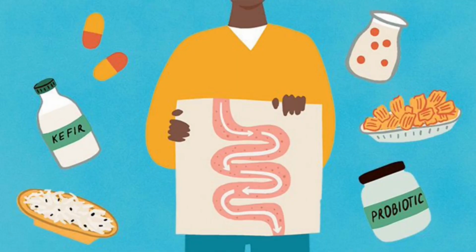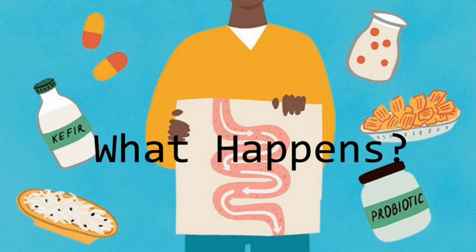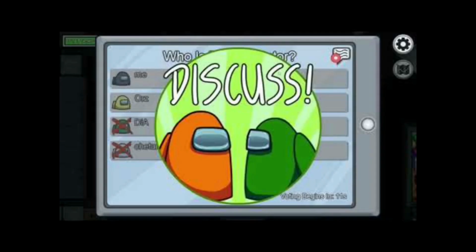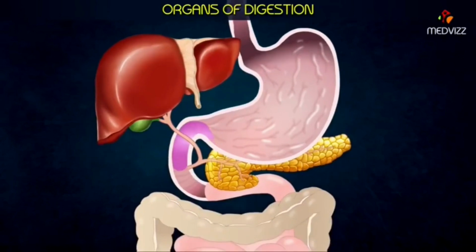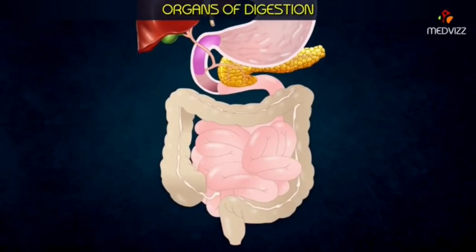Here, our next topic is what happens to the end products of the process of digestion. Okay, let us discuss this topic also in point form. Now, the absorption of digested end products into the body mainly takes place in the small intestine. There are a few adaptations that increase the efficiency of absorption.